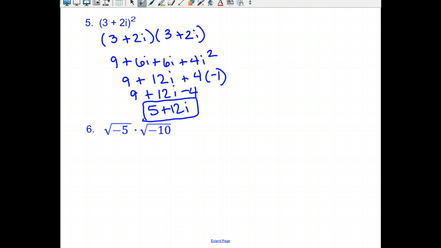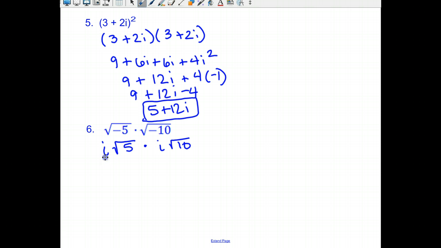Okay, for the next problem, we have to be careful because of the negatives underneath the radical. We have to get those negatives outside before we can multiply underneath. So in other words, we need to rewrite this as i times the square root of 5, and then i times the square root of 10. Those negatives underneath come outside of the radical as an i, because the square root of a -1 is i.